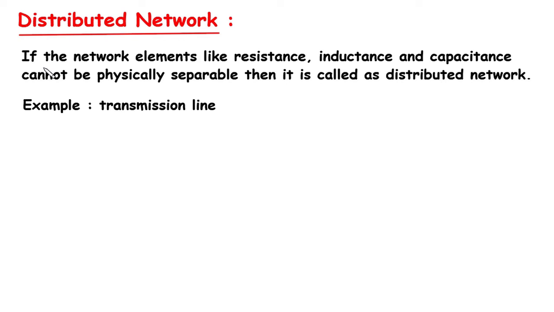Distributed network. If the network elements like resistance, inductance and capacitance cannot be physically separated, then it is called a distributed network. The example of a distributed network is a transmission line. In a transmission line, the resistance, inductance and capacitance are distributed all along the length of the transmission line and cannot be physically separated. That's why it is an example of a distributed network.